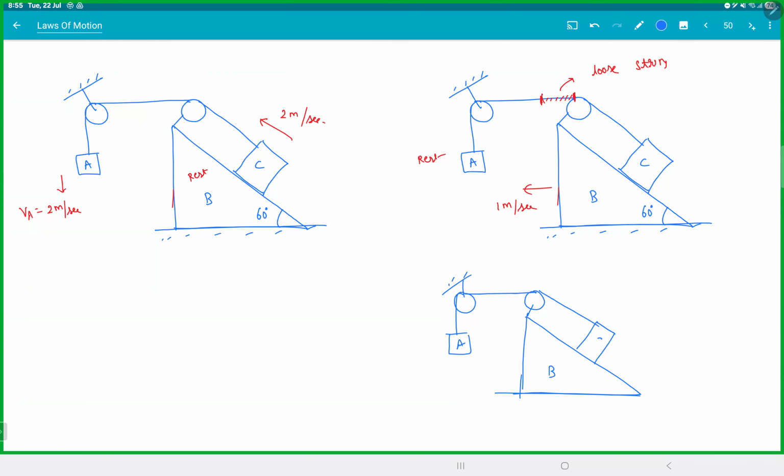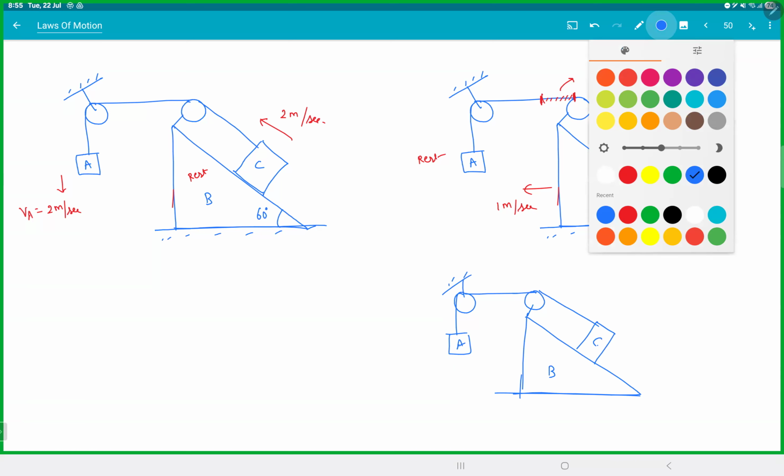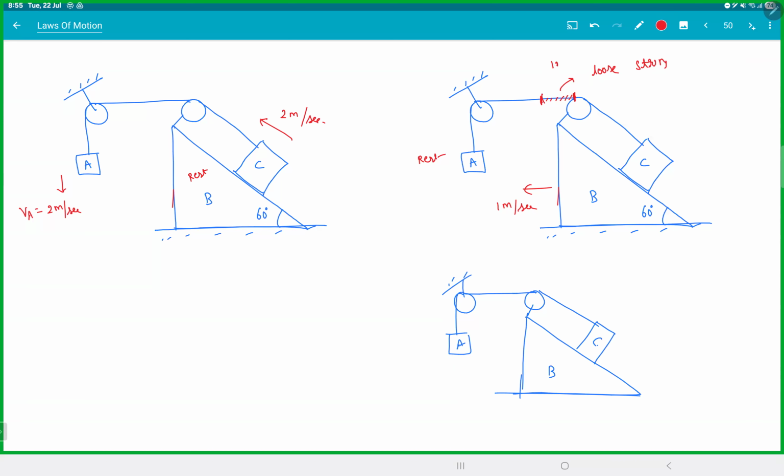That means what is happening to the C? Because of this loose string, which is 1 meter in every second, the C will go down with 1 meter per second. And because it is in contact with the wedge, it will also go forward with 1 meter per second. Is that making sense? You're getting how did you split this? So here only A moves.